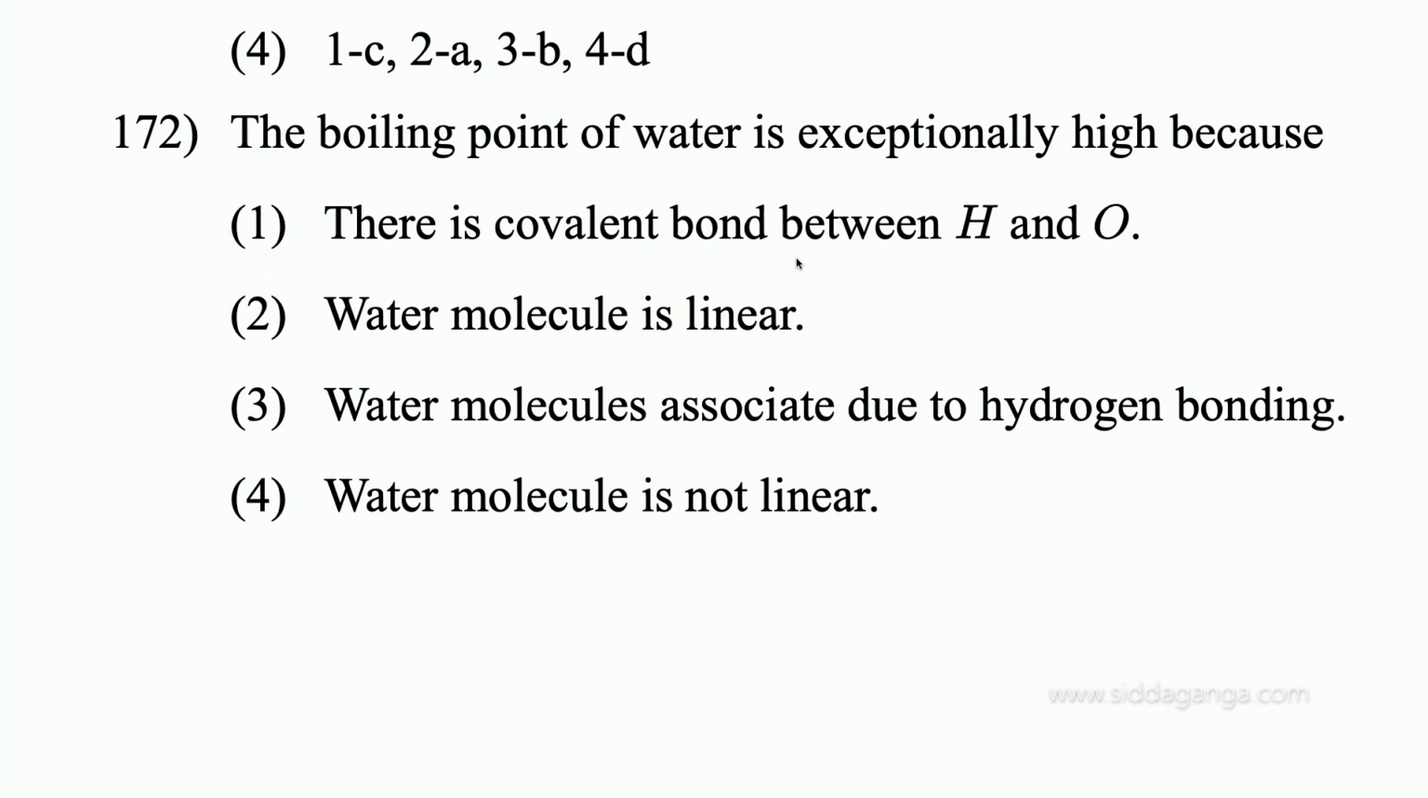Yes, it is based on the physical properties. The boiling point of water is exceptionally high. You know the reason? Is it that there is a covalent bond between hydrogen and oxygen? No. Water molecule is linear? That is also not the answer. So water molecules associate due to hydrogen bonding. Water molecule is not linear, right? So option 3 is the answer. Because of extensive hydrogen bonding, the boiling point of water is very high. We count that as the abnormal property of water, abnormal behavior of water, right? So why is it so high? Because of hydrogen bonding. Option 3. Next one.